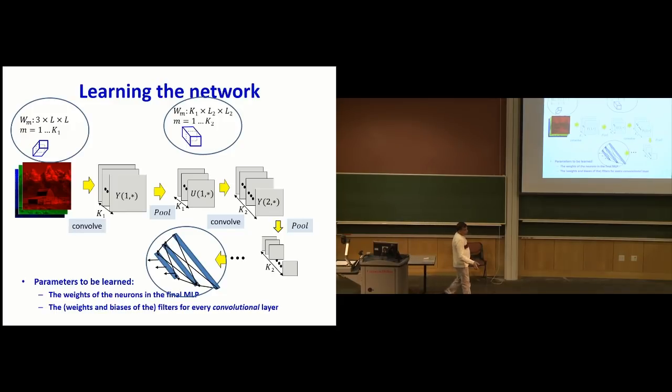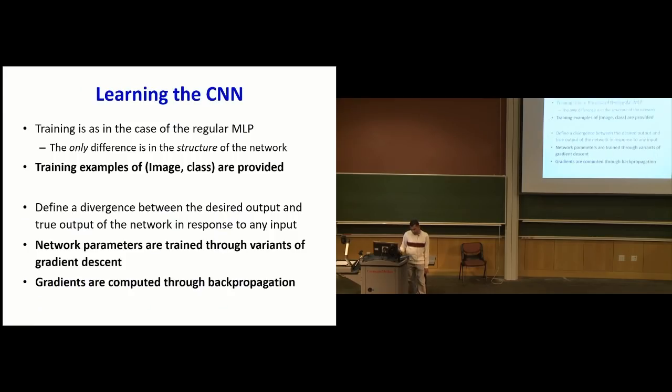The convolution, on the other hand, has all of these filters. Every filter is a collection of numbers, a cuboid of numbers. These numbers must be learned. So the parameters that we have to learn are all those encircled by the ellipse: the parameters of the MLP, the parameters of the cubes up there, and the parameters of the cubes to the left. This is what we really have to learn.